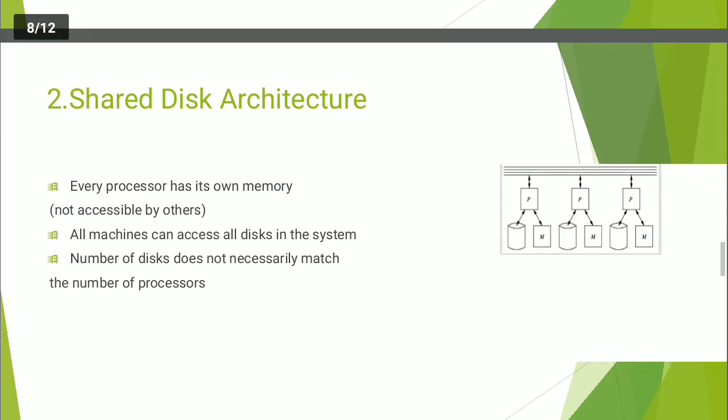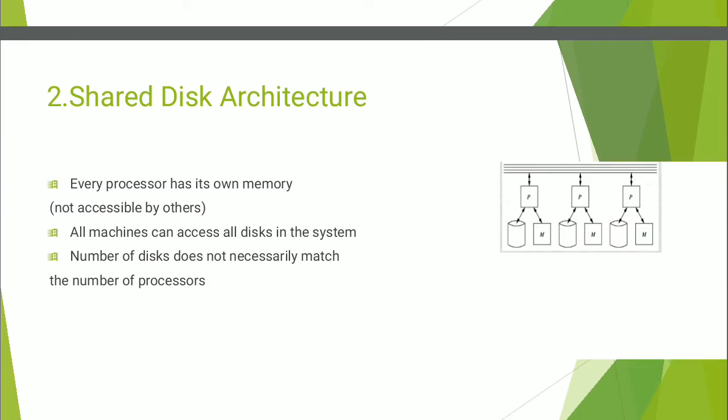Next is shared disk architecture. In this, every processor has its own memory, which is not accessible by others; it is private to itself. All machines can access all disks in the system. The number of disks does not necessarily match the number of processors, as the figure shows.